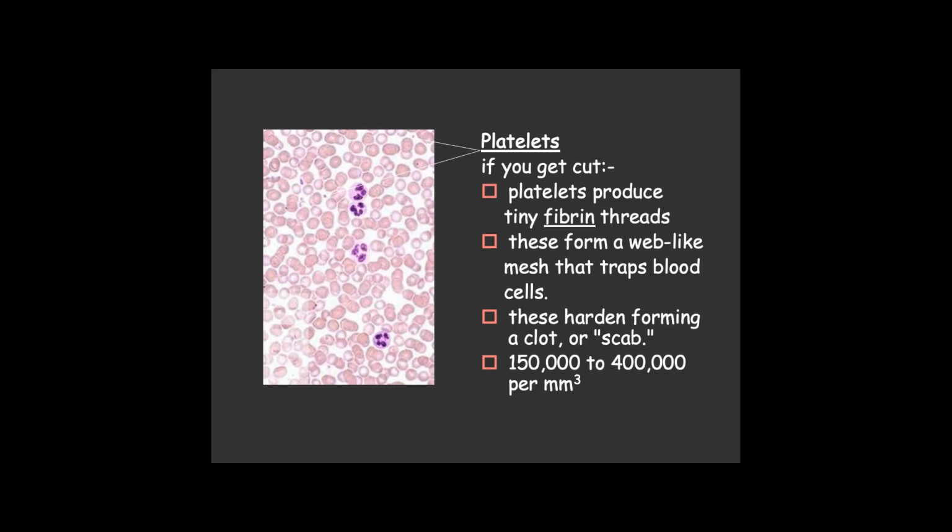So you know that platelets are going to be responsible for helping to form blood clots. And platelets help to produce these tiny little fibers called fibrin that can crisscross and form a mesh that traps our red blood cells, and this mesh can form a clot or it can harden and form a scab. So about 150,000 to 400,000 platelets per millimeter cubed in the blood is normal.